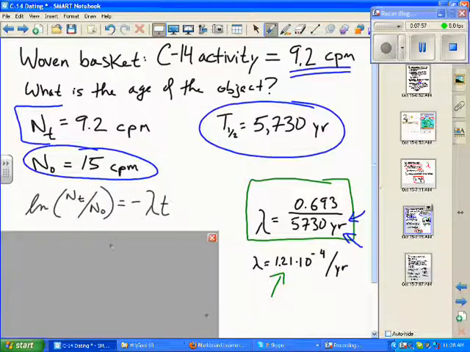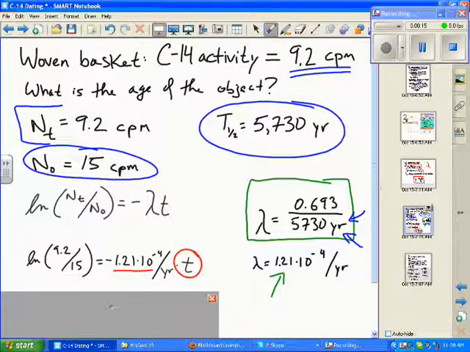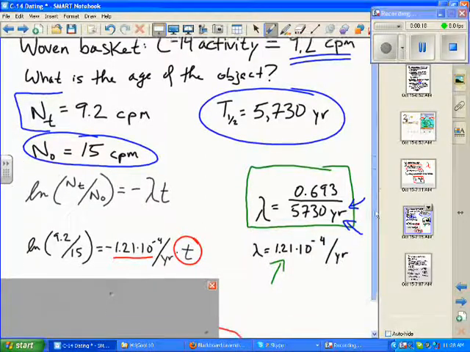Okay, back to the problem. Now it's an exercise in plugging and chugging. The natural log of the existing amount, 9.2 counts per minute over 15, is equal to negative lambda, and lambda in this case was 1.21 times 10 to the negative fourth per year, times t. And again, t is what you're solving for. Let me scroll down.